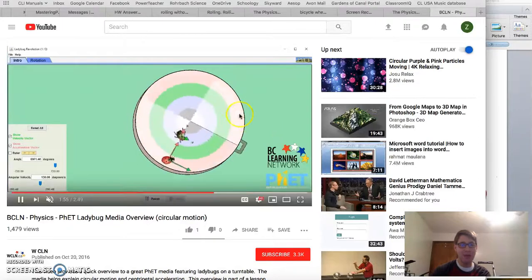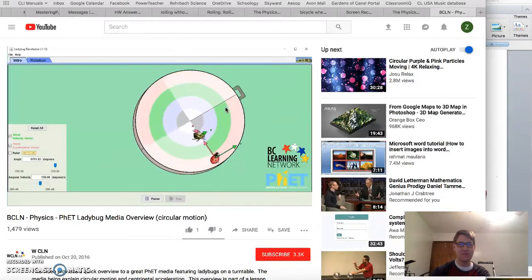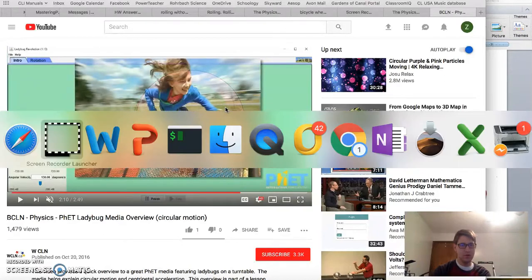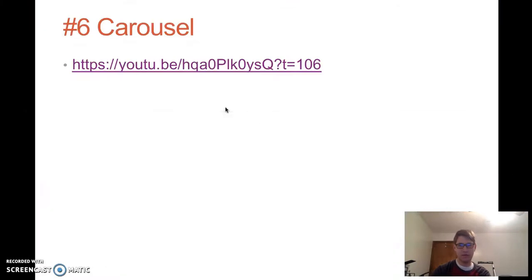Janie and Bobby, though, are both going to have the same omega, right? Because they complete a rotation in the same amount of time. So they have the same omega, but the person on the outside is going to have a larger velocity. Okay, so that's question number 6.